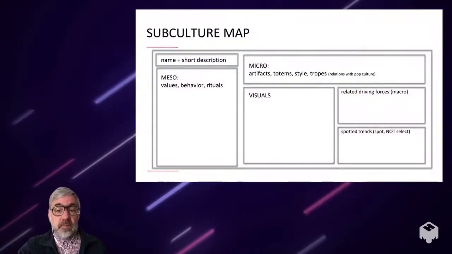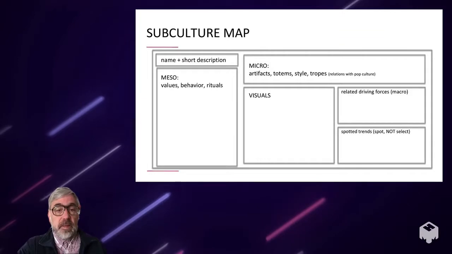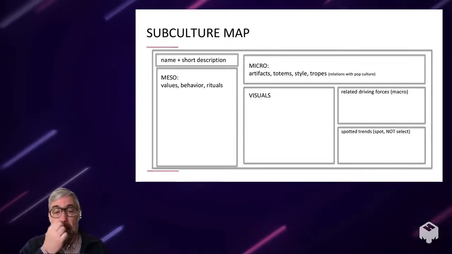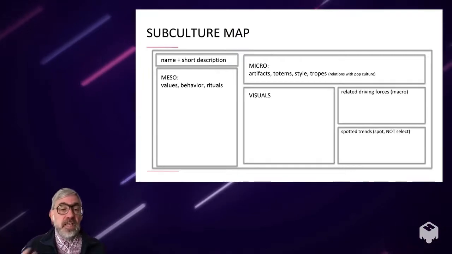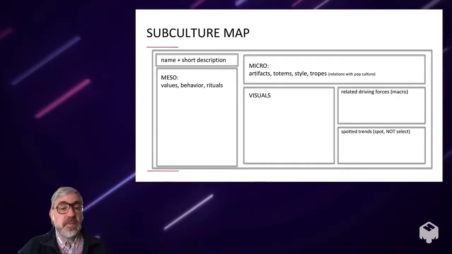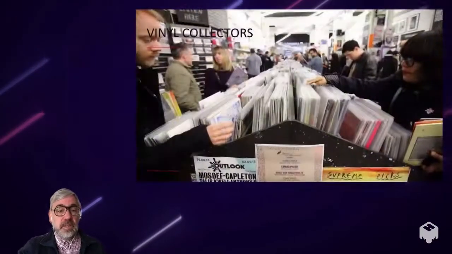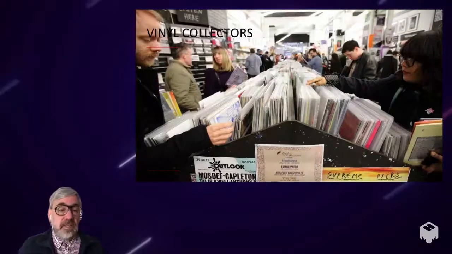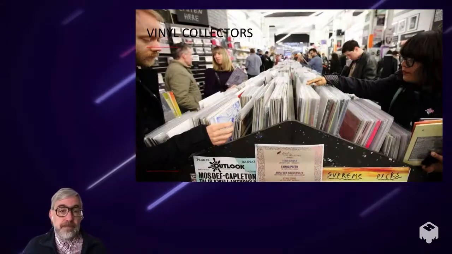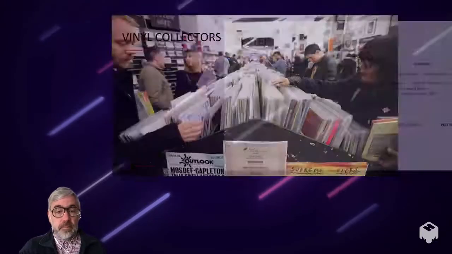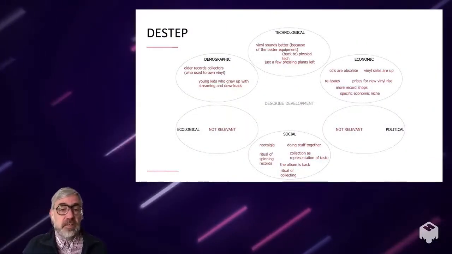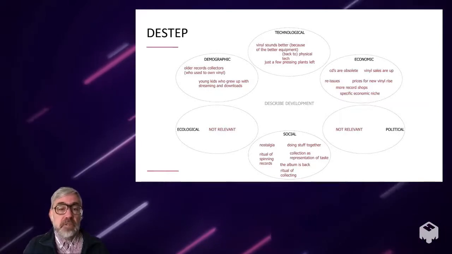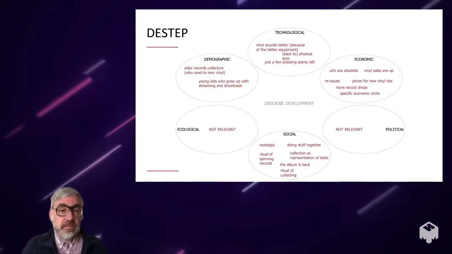So this is a subculture map. You already used it. And the first thing you do is fill in this with the information you already have. I'm giving an example in this presentation, and it will be vinyl collectors as a subculture. So if you fill in the D step for vinyl collectors, then it could look something like this.